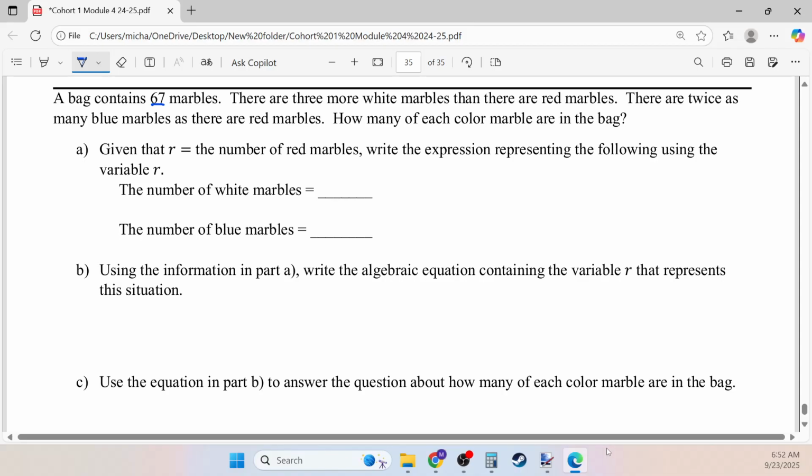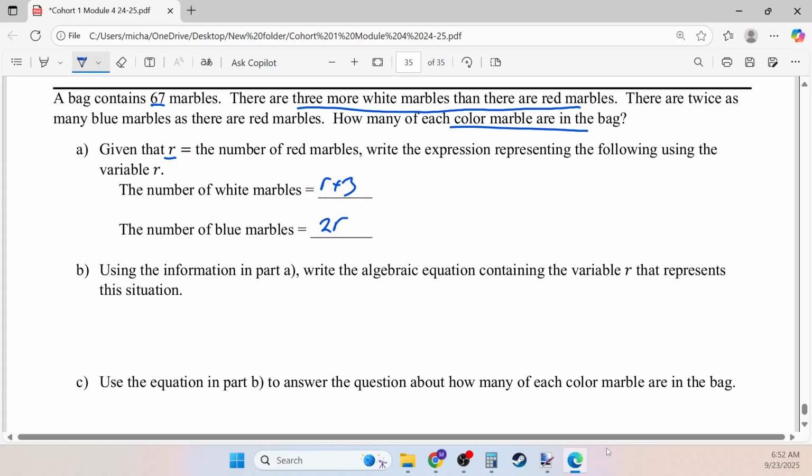A bag contains 67 marbles. There are 3 more white marbles than there are red marbles. So this R is the number of red marbles. That means that 3 more white than red means the number of white is R plus 3. There are twice as many blue marbles as red marbles. That means the number of blue marbles is 2 times R. How many of each color marble are in the bag?